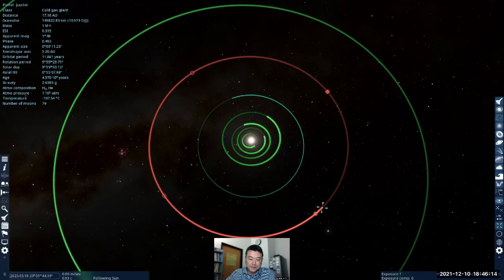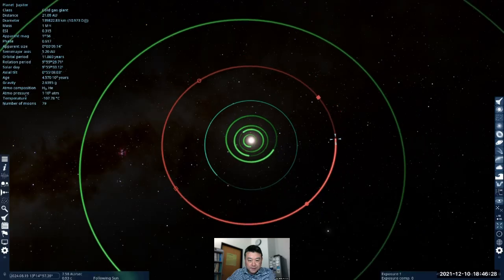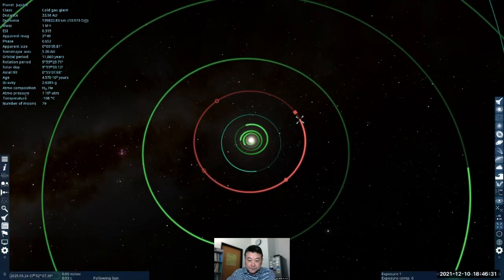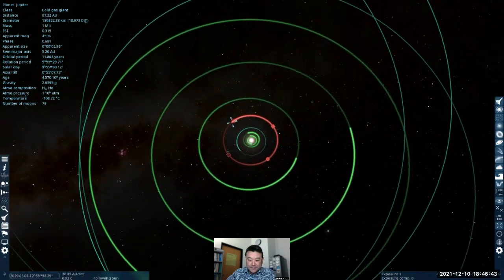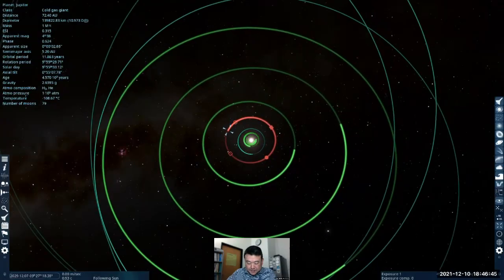So these outer planets have long orbital periods. Even Jupiter, the innermost of the outer planets, takes 11, 12 years to complete one orbit around the sun. And yeah, so that's the view. Compared to Saturn and Uranus, Jupiter now looks pretty fast, and they are slower than Jupiter. And so yeah, that's Neptune, the outermost major planet.